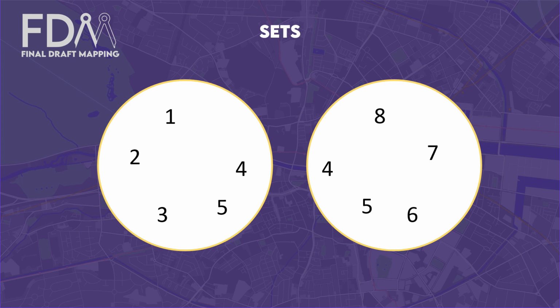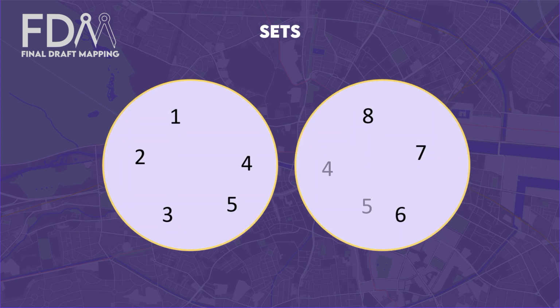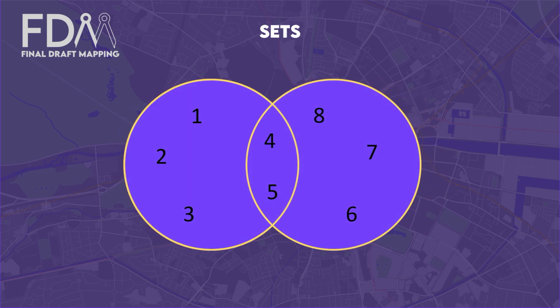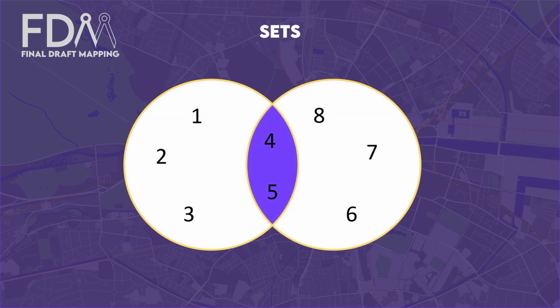If we were to call the union of these two sets, we would not have a duplicate 4 and 5. The whole set would be 1, 2, 3, 4, 5, 6, 7 and 8. And this is the union of our two sets. The intersection of our two sets is the numbers 4 and 5. These are the numbers that were common to both sets.